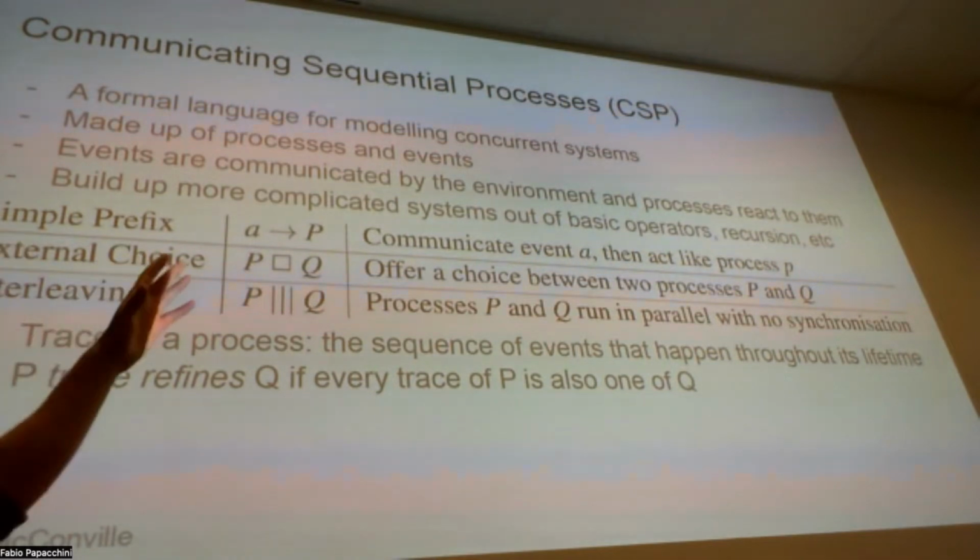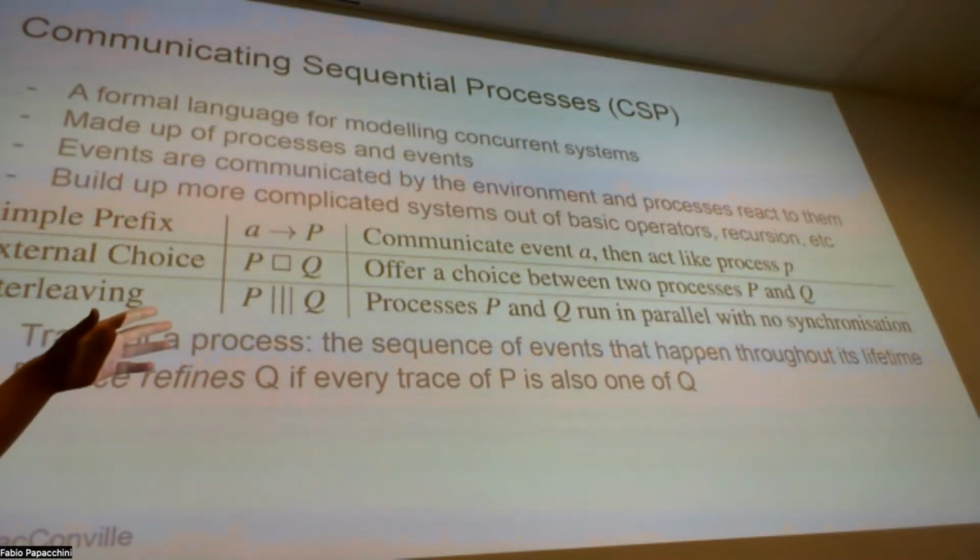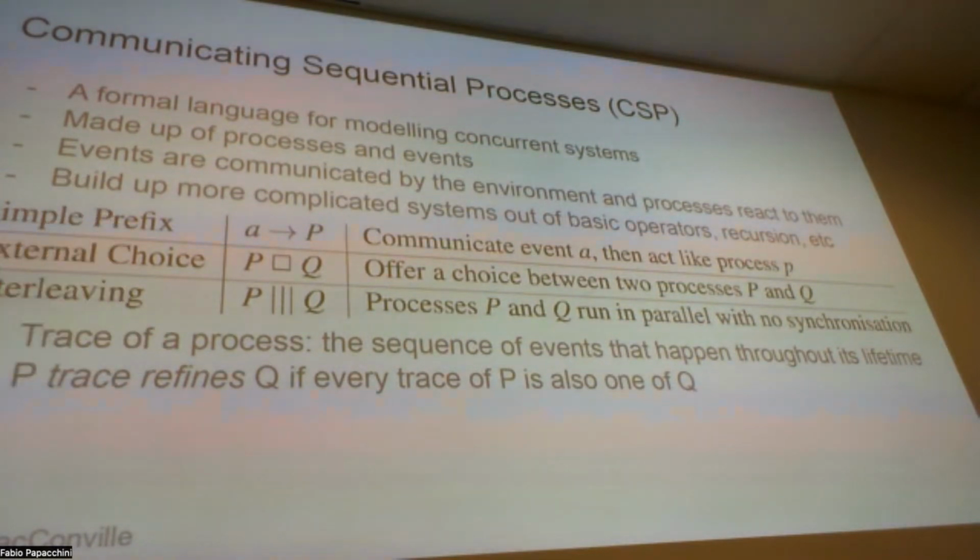If we define these processes, we might want to say things about them and reason about them. So perhaps the key thing to talk about is the trace of a process. That's the sequence of events that it communicates, that happen to it throughout its lifetime, which doesn't have to be a finite lifetime. It's that plan we saw before. That's essentially a trace. And we say that a process P trace refines another process Q if every trace of P is also one of Q.